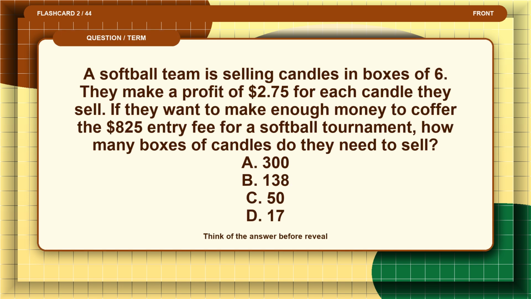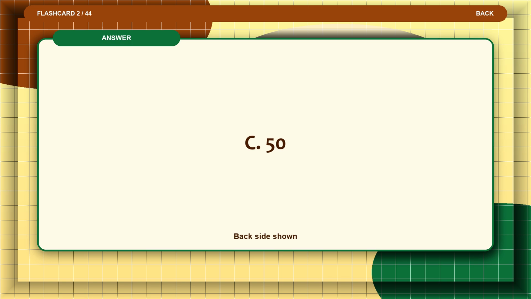Flashcard 2. A softball team is selling candles in boxes of 6. They make a profit of $2.75 for each candle they sell. If they want to make enough money to cover the $25 entry fee for a softball tournament, how many boxes of candles do they need to sell? A. 300, B. 108, C. 50, D. 17. Think of the answer before the reveal. The answer is C. 50.